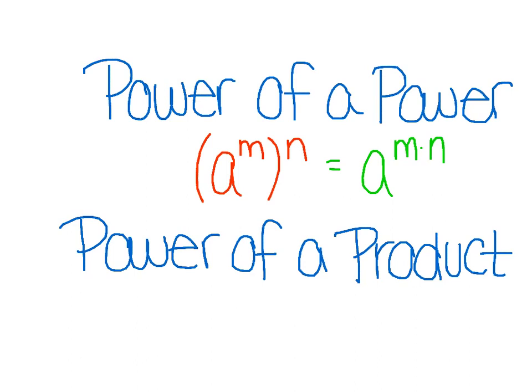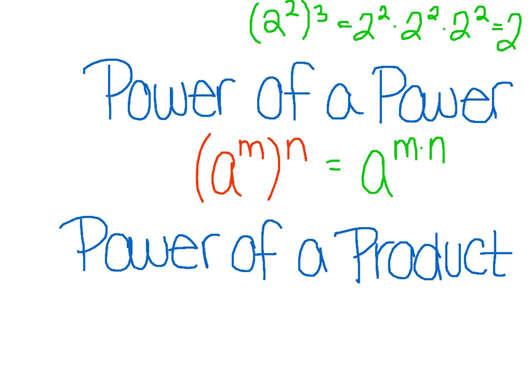If you think about it, let's say I have 2 to the second, to the third. That's like saying 2 to the second times 2 to the second times 2 to the second. Well, now we're adding our exponents. So 2 plus 2 plus 2 is 2 to the sixth. But in reality, 2 times 3 is 6 too. So this is just a shortcut for power of a power.